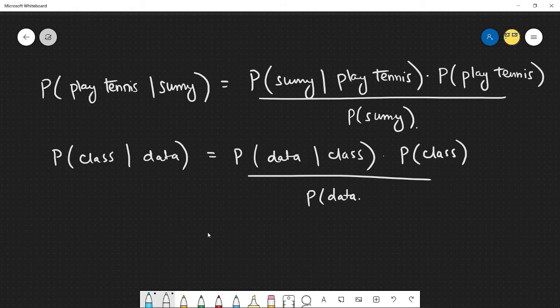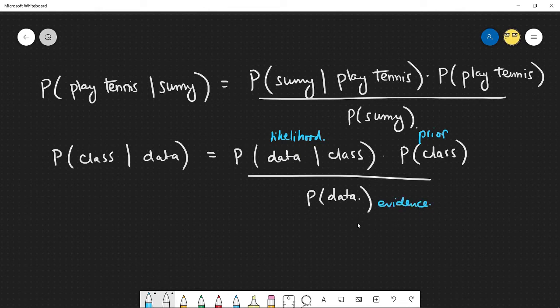And let me label a few things. So this here is my likelihood. This is the prior, and it's basically coming from the prior data set. So the data set you're training your model on, you can definitely calculate the probability of you playing tennis or not playing tennis for the entire data set. And this is going to be the evidence.